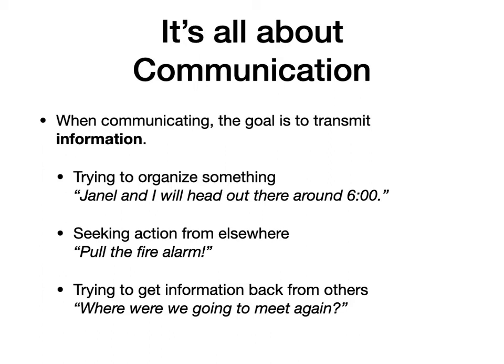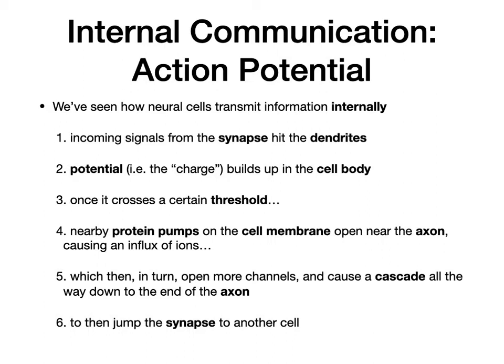We happen to typically use our mouths, open, flap, and make the meat vibrate until you can hear it through the airwaves, right? But we also use text. We also use all kinds of other ways to transmit information. So even down to the cellular level, that's what we're doing. Internal communication for a neuron is the action potential, which we already covered. So let's recap it, because I know there was a lot in that last lecture.